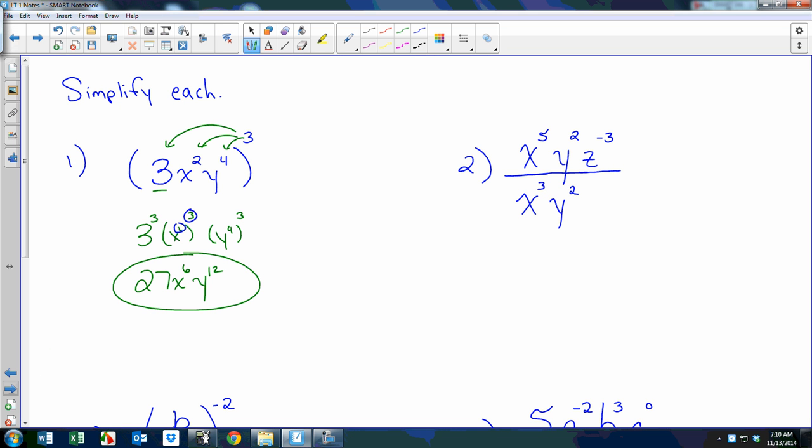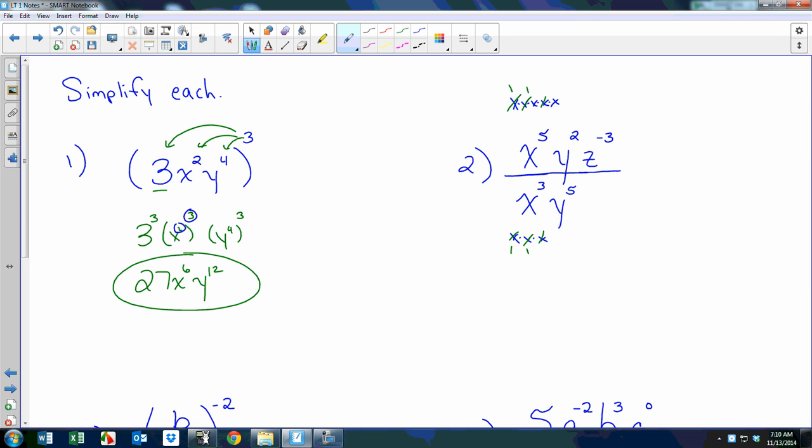Well, no, it won't be illustrated in this problem. Let me change this problem so it will be illustrated here. I'm going to change this y to the 5th. All right, now it'll be illustrated. So when we look at these x's, I see 5 x's in the top being multiplied, and I see 3 x's in the bottom being multiplied. So each pair of x's is going to cancel, reduce to 1.